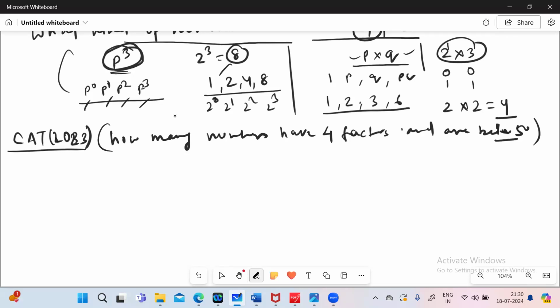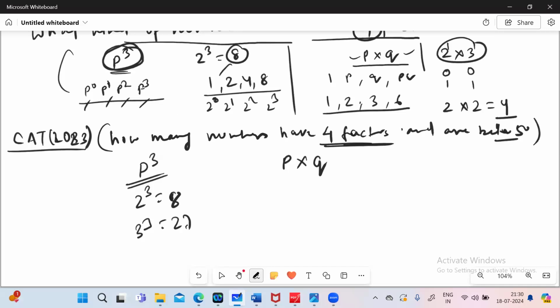From the previous example, all the numbers with four factors we can visualize as either p cube or p into q. So the number as 2 cube, which is 8, 3 cube, which is 27, and I just have to take the prime only. 5 cube will be 125, which you cannot take because the number should be less than 50. So here I am getting 2.